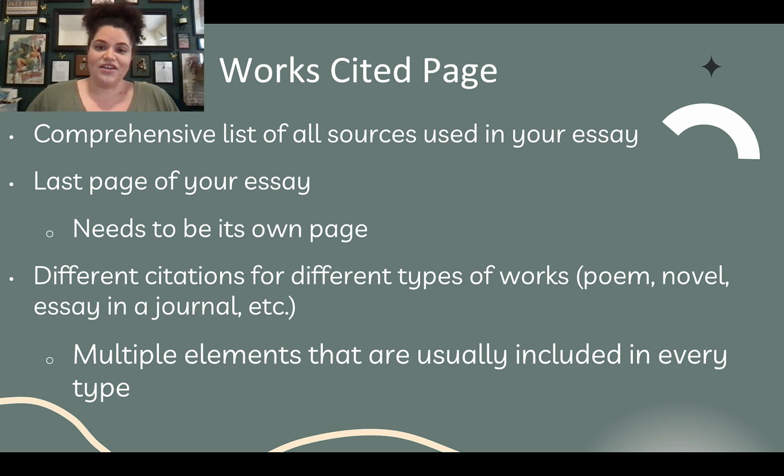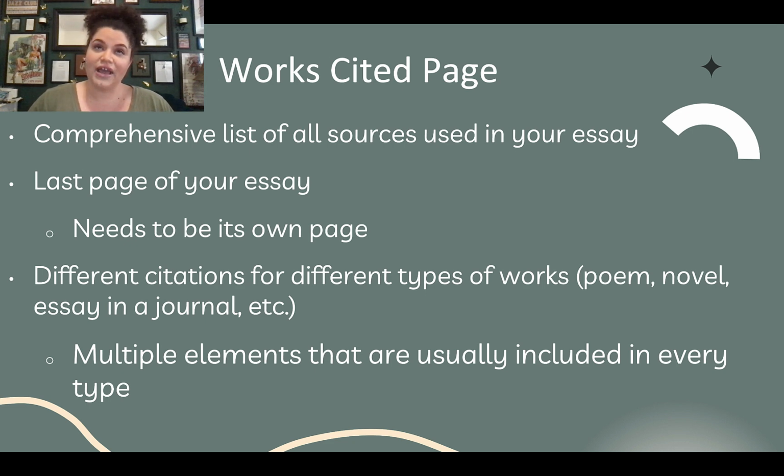What a works cited page actually is, it's a comprehensive list of all sources you used in your essay. So anytime you summarize or quote an outside source, it should be listed on your works cited page. So comprehensive meaning all. Any source you used, it will be there. It is always the very last page of your essay, no matter what. It also needs to be its own page.